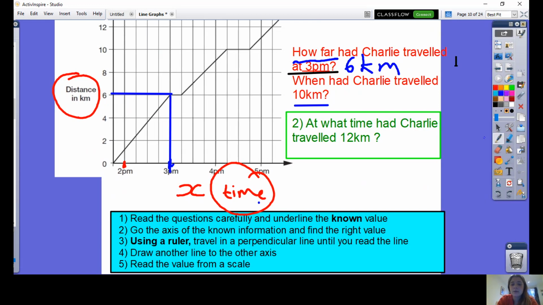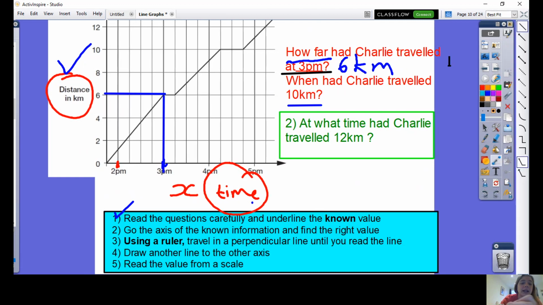In this instance, do I know the time or the distance? I actually know the distance. I'm looking at 10 kilometres. Okay, so now I need to go to the axis to find the right value. I know I'm looking at kilometres.